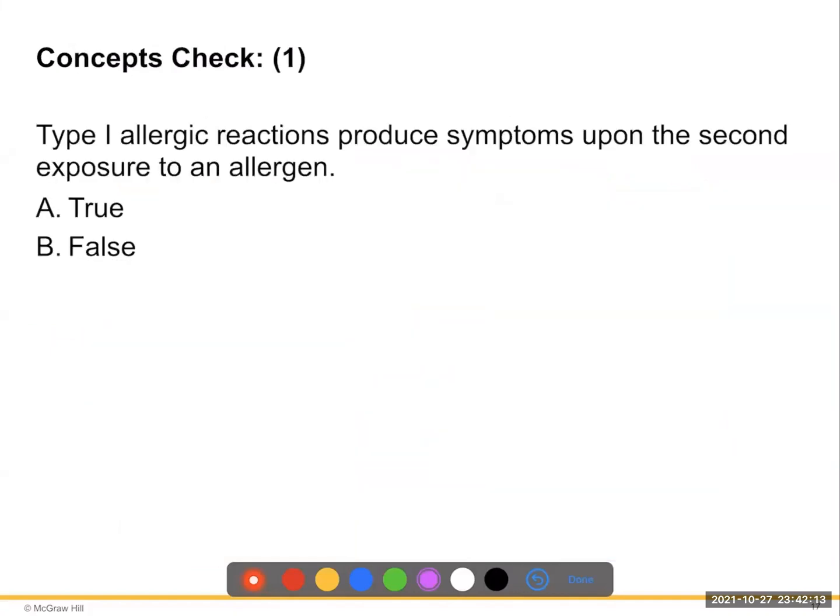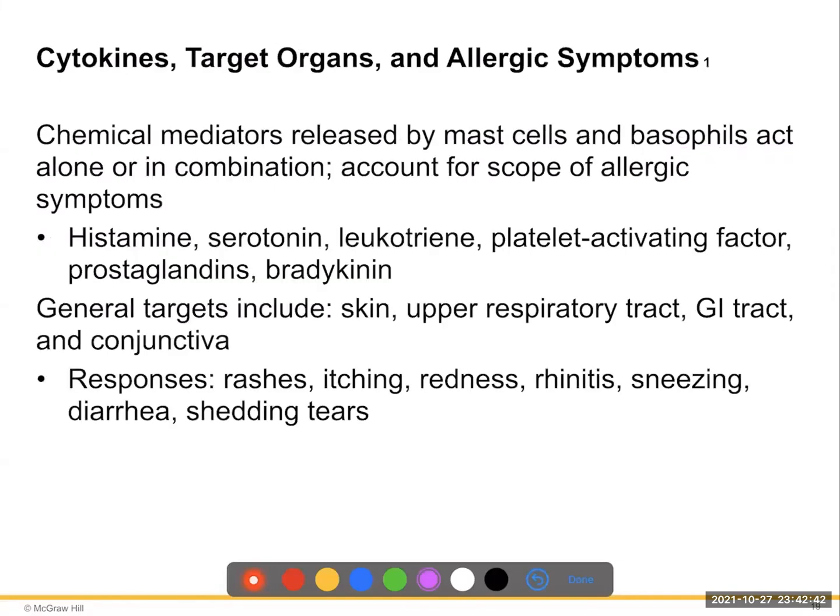Okay, so type 1 allergic reaction produces symptoms upon the second exposure to an allergen. True or false? True. Okay, very good. That is true. It's a second exposure to the allergen. The first one usually does not provide any symptoms. It could be severe enough where it does, but usually it does not. Okay? You have to get exposed when you first become sensitized to it, and then your second exposure produces the allergic response. Perfect.